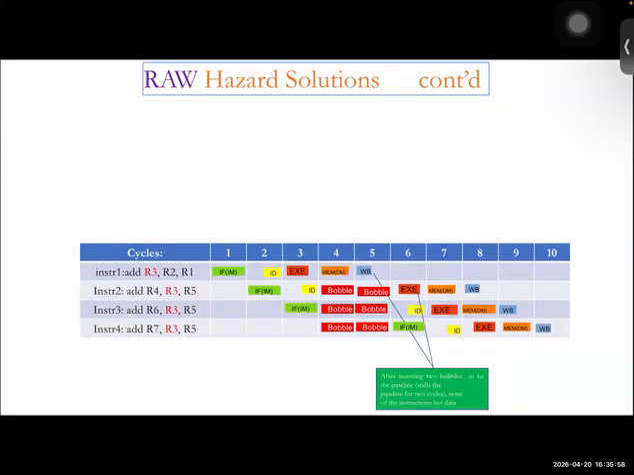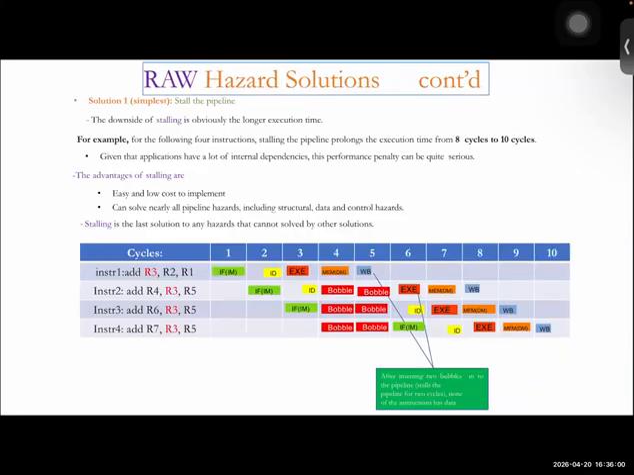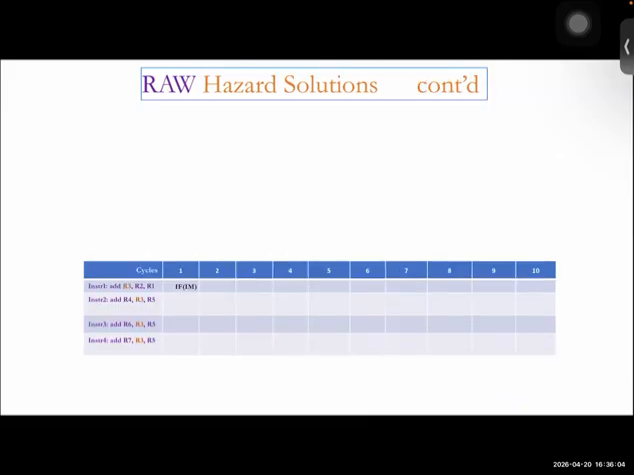The second solution, we just talked about this, so I'm just skipping this. The second solution is stalling and bypassing. So we'll see this. The first instruction allowed inside the pipeline. But before that, you just remember that we have used the interstage buffers on every stage.